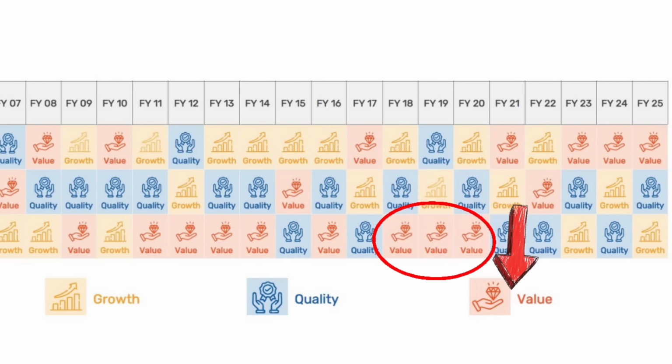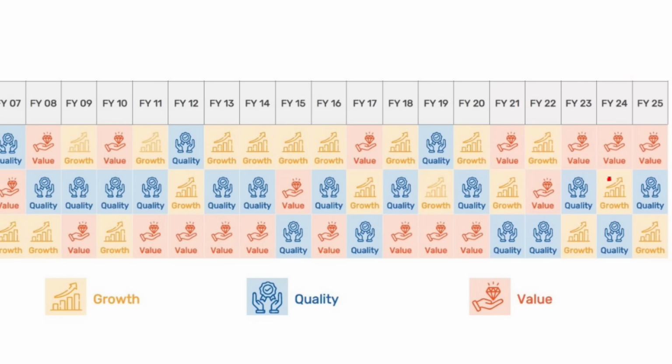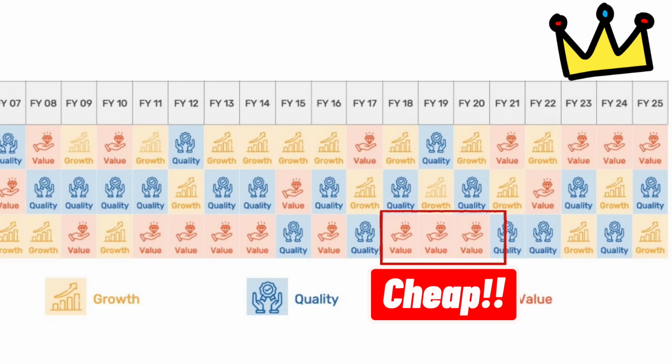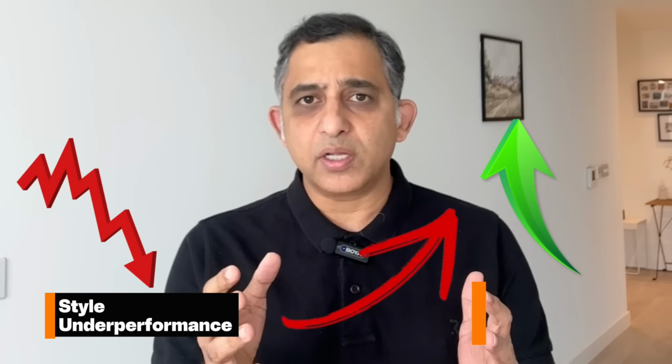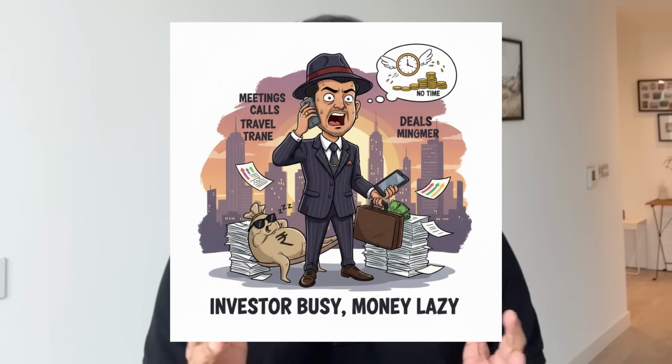For example, if you didn't hold value during 2020, when it was underperforming, when it was a laggard, you then missed its outperformance in 23 and 24. You were not buying it cheap. You were buying it after it had recovered and become the top. This is how investors turn opportunity into regret. So the next time you feel like exiting a fund that is underperforming, just recall this data. Styles rotate, but discipline compounds. Result, investors stay busy, but their money does not.